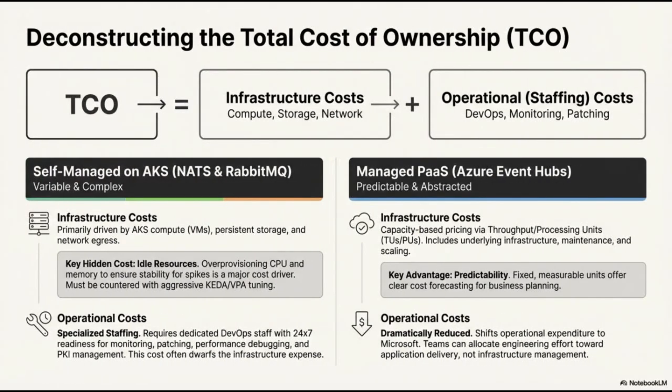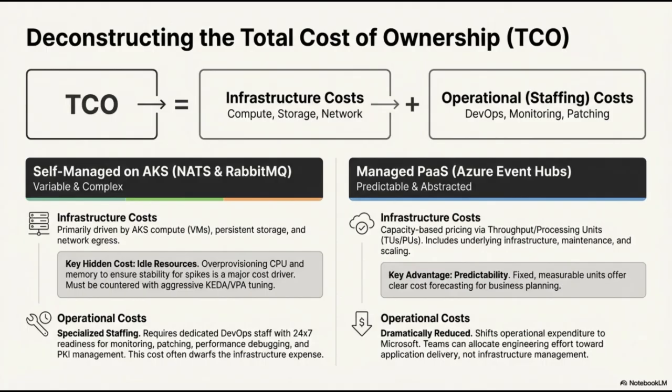When deconstructing the total cost of ownership, or TCO, we must look beyond just the line items on a cloud bill. True TCO is a combination of infrastructure costs, covering compute, storage, and networking, plus operational staffing costs, which include DevOps overhead, monitoring, patching, and ongoing maintenance.